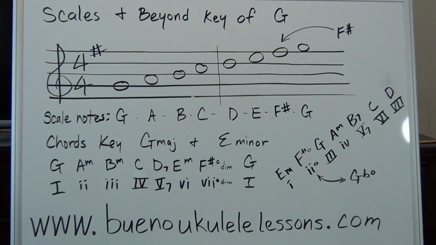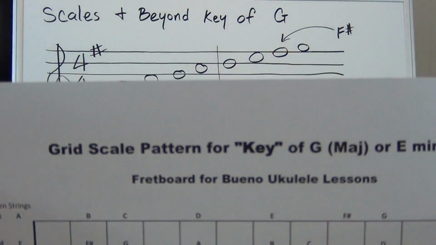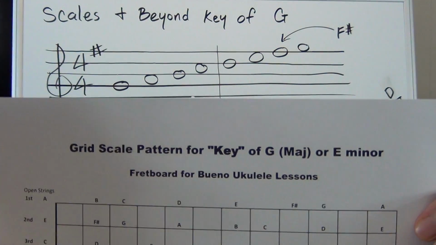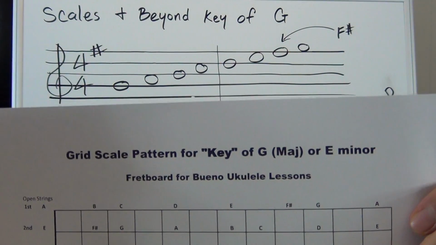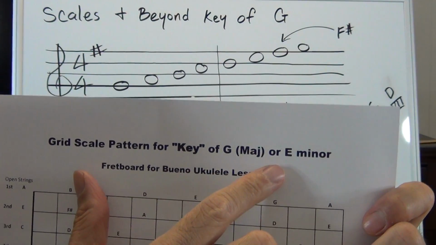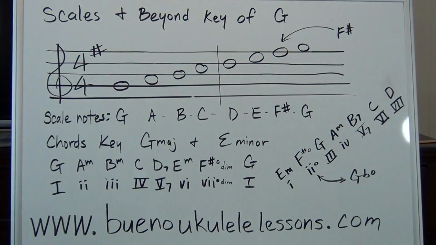Also, the second piece of paper you want to get is the grid scale pattern for the key of G major or E minor. Very important that you have G major and E minor on there. So pause the tutorial, go get those pieces of instructional music and come on back. We'll get started in about a second.